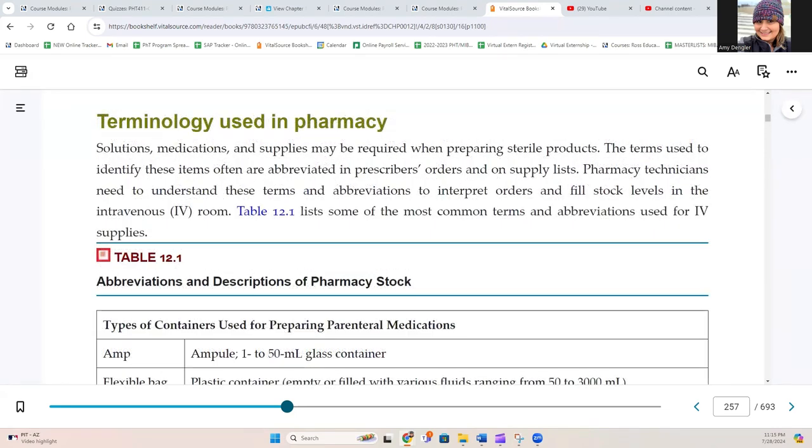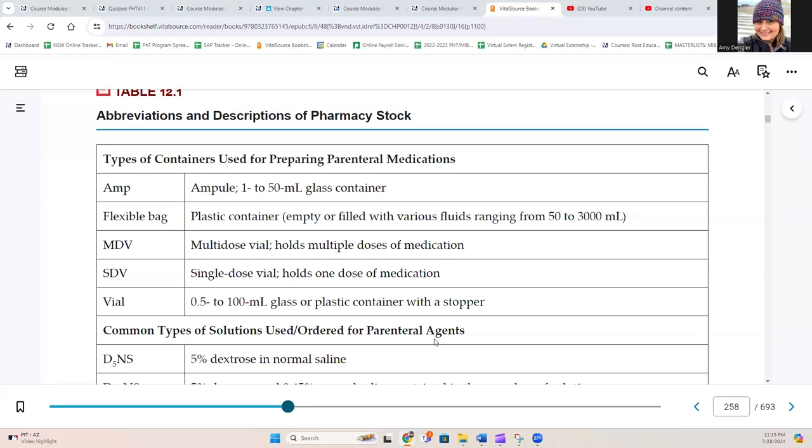Solutions, medications, and supplies may be required when preparing sterile products. Terms used to identify these items often are abbreviated in prescribers' orders and on supply lists. Pharmacy technicians need to understand these terms and abbreviations to interpret orders and fill stock levels in the intravenous room. Table 12.1 lists some of the most common terms and abbreviations used for IV supplies.